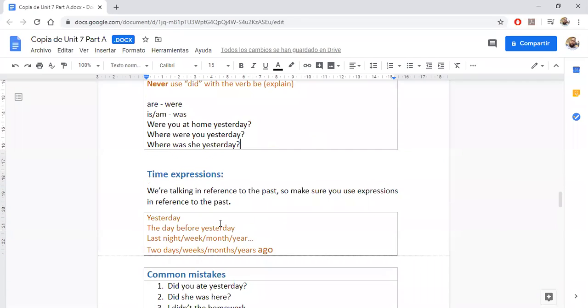Cool. Now, these are the time expressions that we use with the simple past. We use yesterday, the day before yesterday, last night, last week, last month, last year. We say 2 days, 2 weeks, 2 months, 2 years ago. This is a very good word and very used, ago. What is 2 days ago? Oh, Saturday. 2 days ago is Saturday, last Saturday. 3 days ago, that's Friday. So that's how you use it.